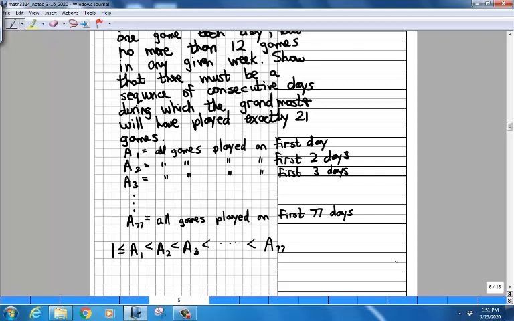right? Okay, and this we know has to be less than or equal to the total possible number of games he would play. And remember, he wasn't going to play more than 12 games a week, right? And this is for 11 weeks, because he's got 11 weeks to practice. So you know that capital A sub 77, that total number of games that he plays, is less than or equal to, it doesn't really have to be equal to, but it's less than or equal to 132, right? Okay. All right.